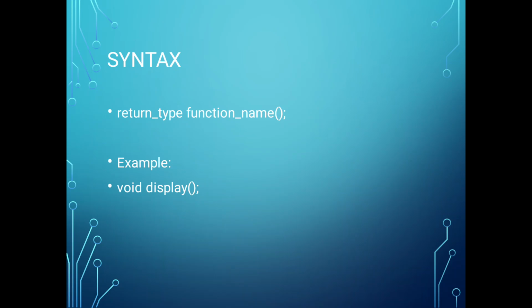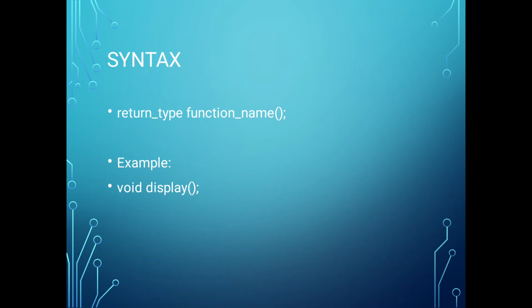The syntax for it is return type, function name, parenthesis and semicolon. Return type basically tells us what kind of function it is. Either it returns a value like integer, float, character, or it does not return a value, that is, it is a void function. Function name can be any name that the user wants to give, for example, void display. Parenthesis is basically the identity of a function because that is where we call a function, and semicolon is the end of the statement.